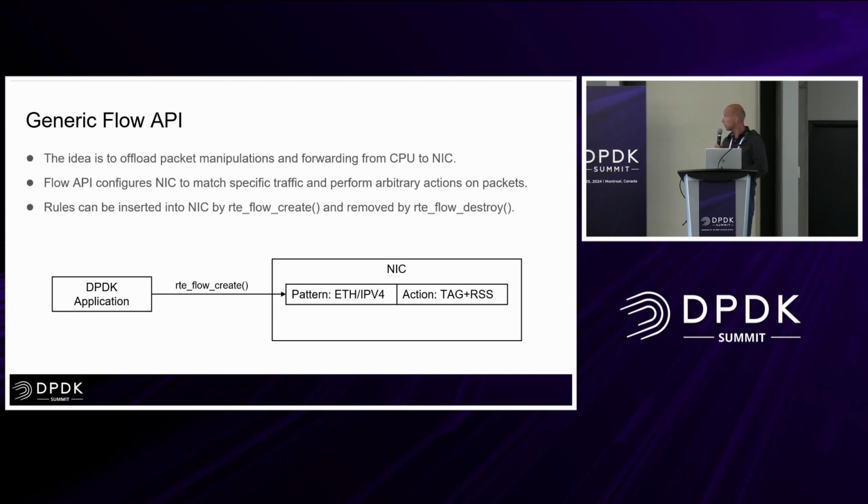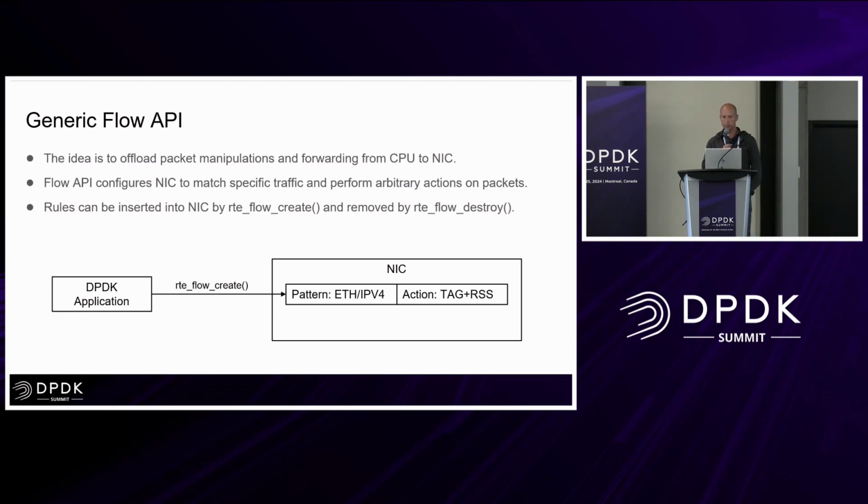Let's start with the generic Flow API overview. As I mentioned, the idea is to offload as many actions as possible from the CPU to the smart NIC, because the throughput is climbing very fast, and it's hard for the CPU and the applications to keep up with the packet processing. So the whole approach is to push as many things as we can to the smart NIC itself and let the hardware do the work instead of the application.